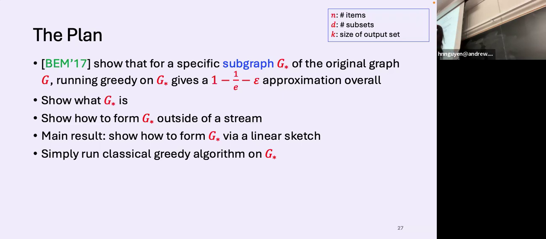Yeah. What is the number of edges? So the number of edges in G star will be D. Okay. D polylog, yeah.